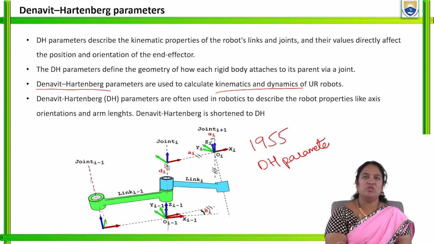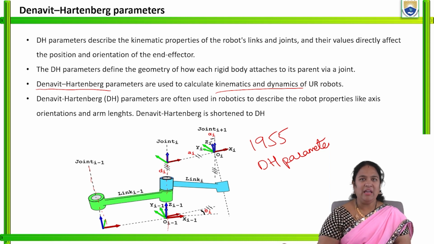So, what is a DH parameter and what is it used for? It is used to find out the orientation and position of the end effector with the help of the links and joints of the robot. It is also used to define the rigidity or geometry of the robot's joints, to calculate the kinematics and dynamic motion of the robot, and to find the properties of the axis of orientation and also the arm length of the robot.